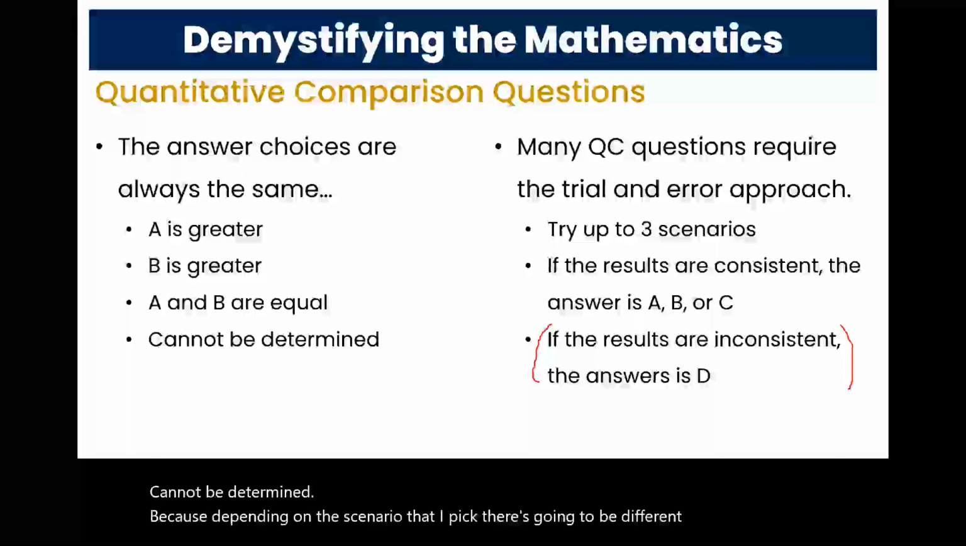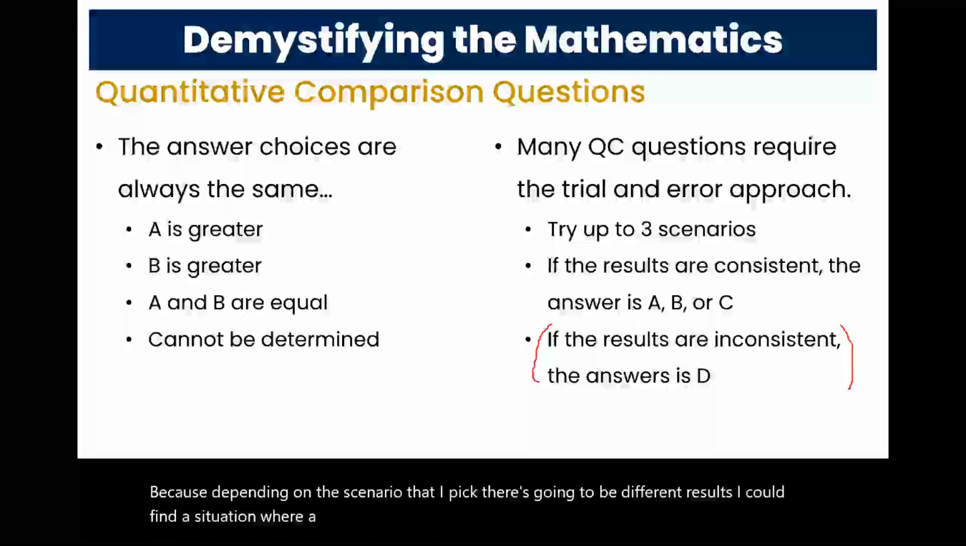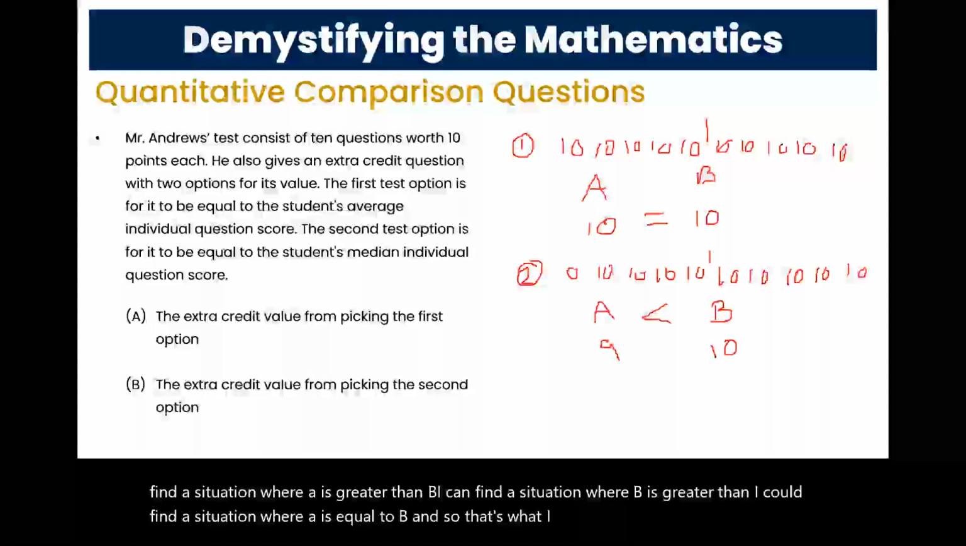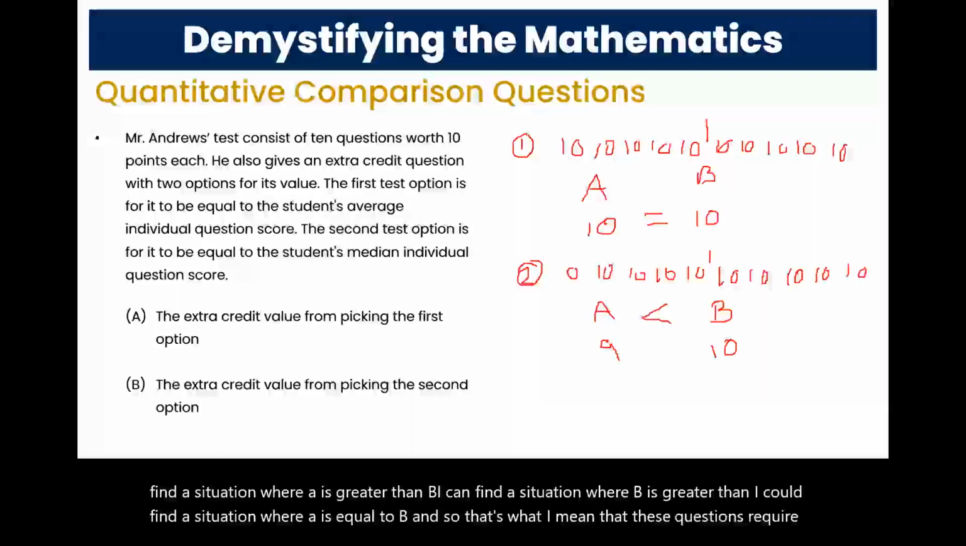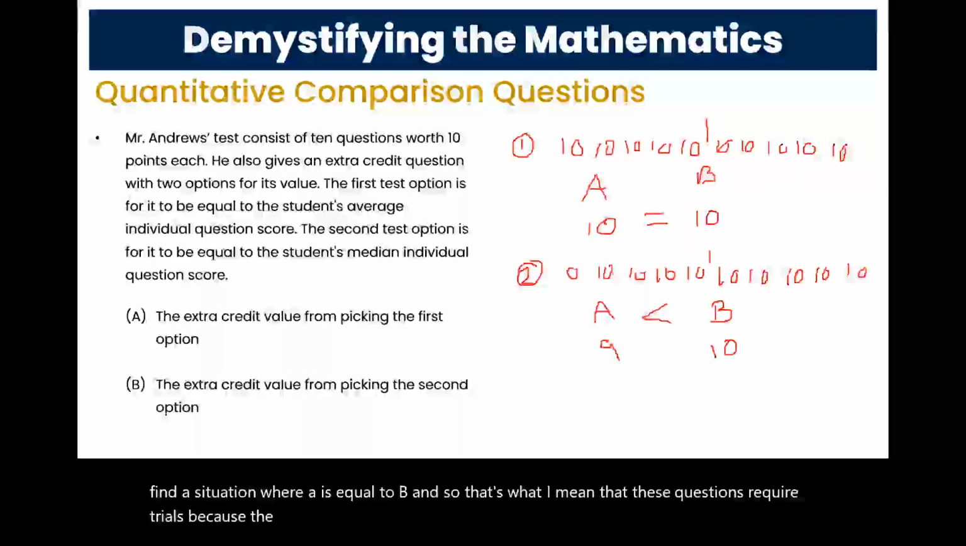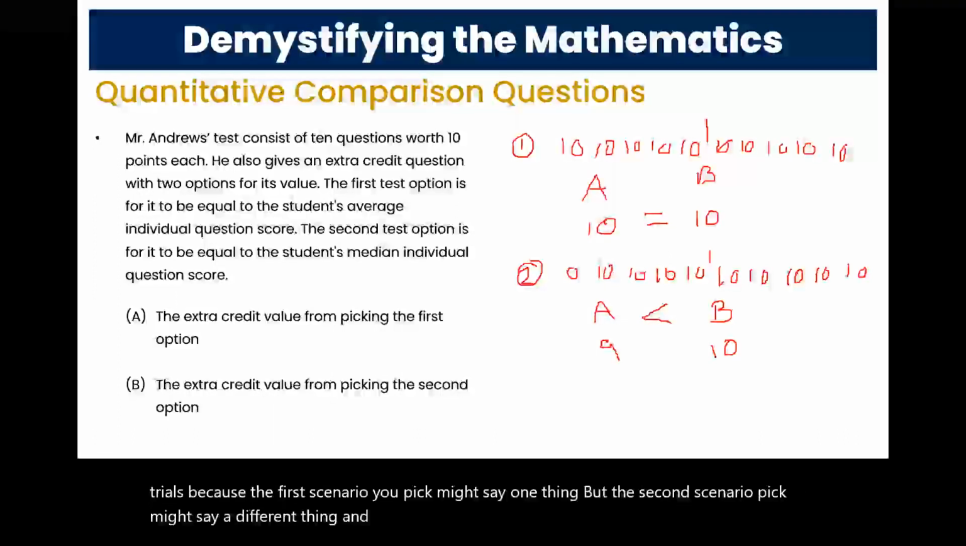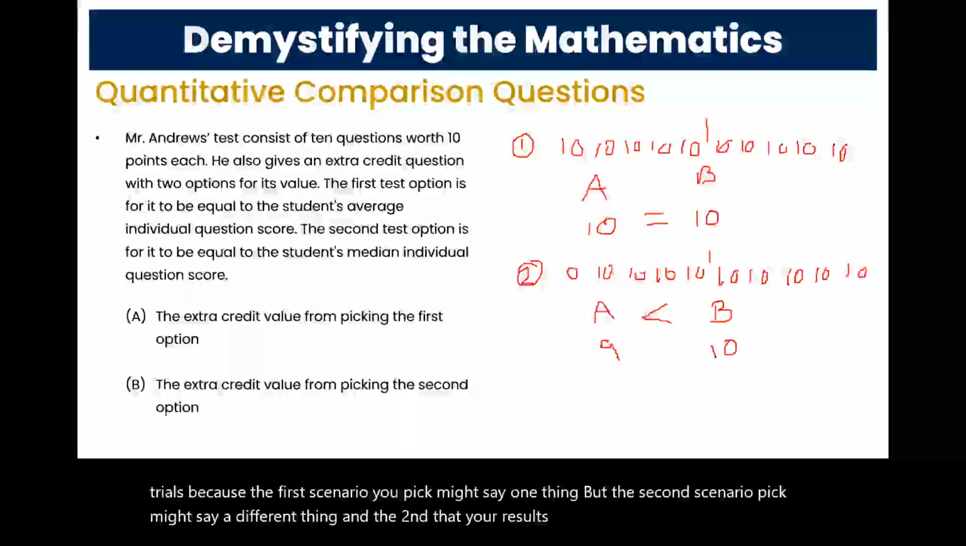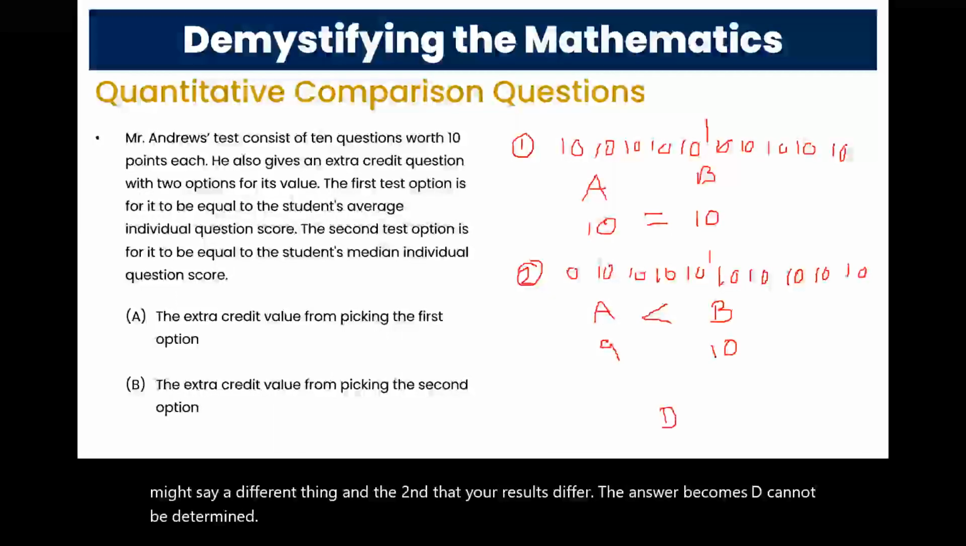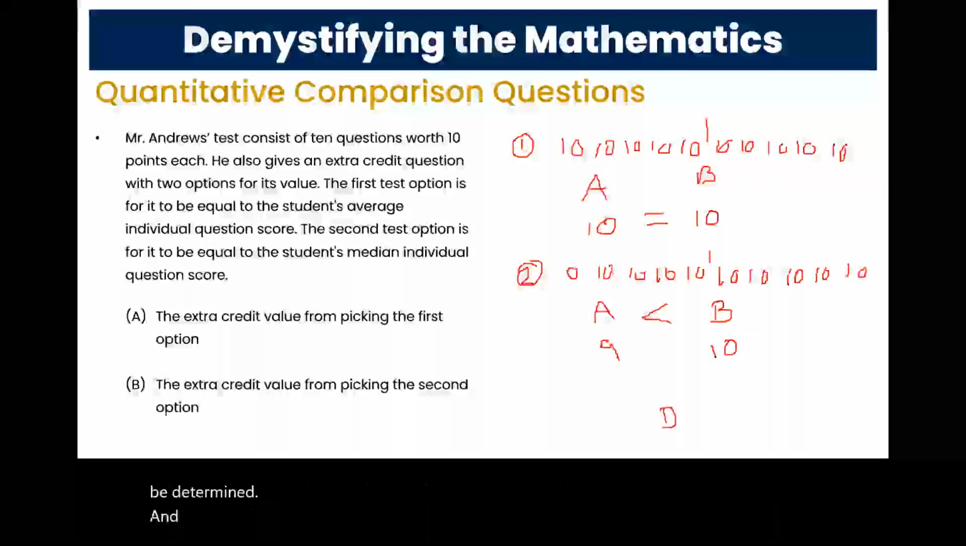I could find a situation where A is greater than B, I can find a situation where B is greater than A, and I can find a situation where A is equal to B. And so that's what I mean that these questions require trials, because the first scenario you pick might say one thing, but the second scenario you pick might say a different thing. And the second that your results differ, the answer becomes D, cannot be determined. And that happens more often than you might imagine.